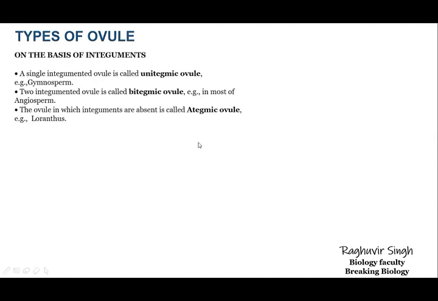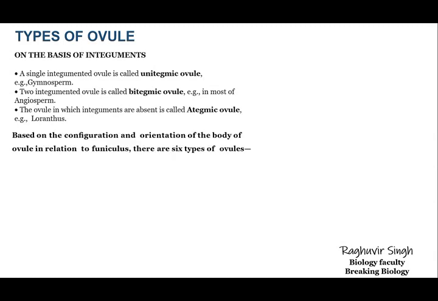So now coming to the types of ovule. On the basis of integument, there are basically three types of ovule. Unitegmic ovule, as the name suggests, is when the ovule contains one integument, as in the case of gymnosperms. Whereas there is bitegmic ovule, bi means two, that is the ovule is surrounded by two envelopes, and it occurs in angiosperms. Whereas there is a certain ovule where there is no integument, and that is called the ategmic ovule. Example in the case of Loranthus.